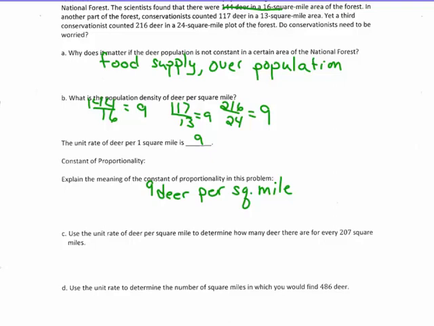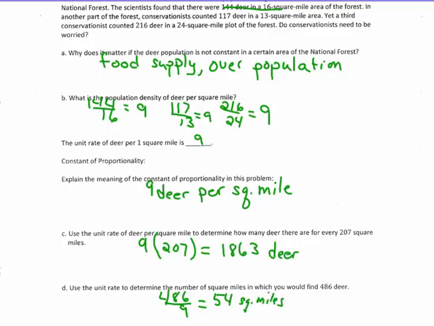Use the unit rate of deer per square mile to determine how many deer there are for every 207 square miles. So we're going to take and multiply, because it's 9 deer for 1. So times 207 is going to give me 1,863 deer. And, excuse me, for part D, use the unit rate to determine the number of square miles. So this is now where we would have to divide by the number of deer, which would give us 54 square miles. So we can use that unit rate to help us solve these different types of problems.